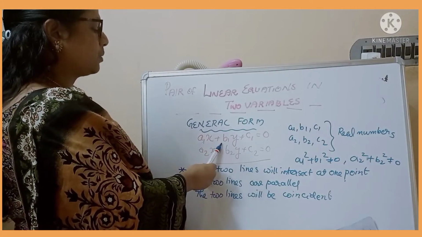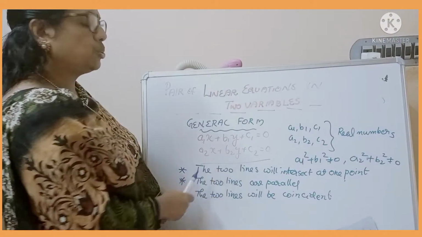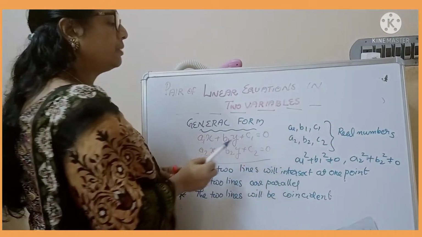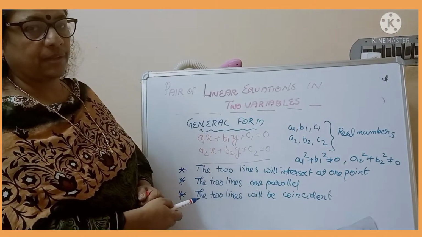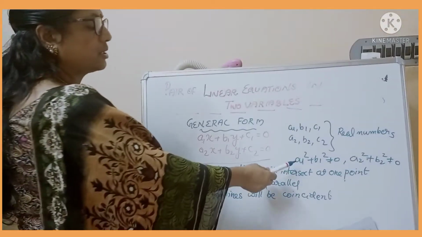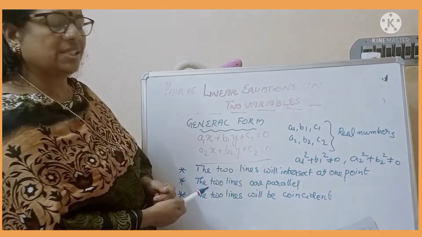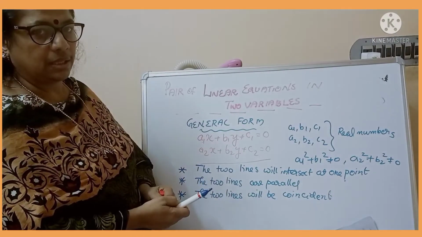So a1x plus b1y plus c1 equal to 0, a2x plus b2y plus c2 equal to 0, where a1, b1, c1, a2, b2, c2 are real numbers, such that a1 square plus b1 square not equal to 0 and a2 square plus b2 square not equal to 0. So these are the main conditions.